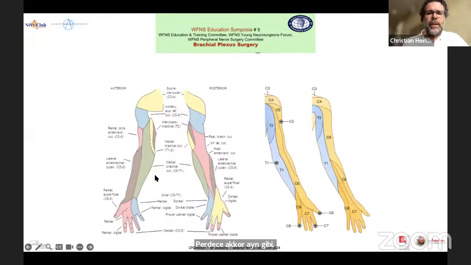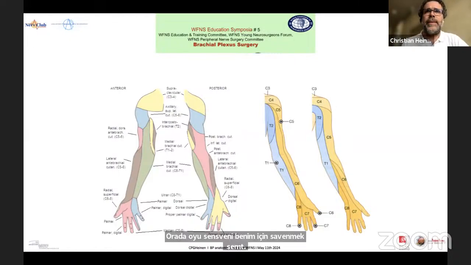But you know, the target muscle for C5 is deltoid and for C6 is biceps and so on, and you will find similarities for the sensory innervations. So it makes sense, and this goes also for us experienced neurosurgeons and brachial plexus surgeons: go back to the books once in a while, just to reassure and reconfirm that what you know and what you think is true is really true.